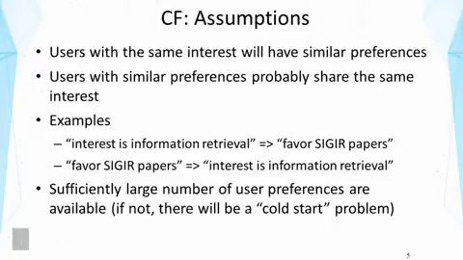So another assumption we have to make is that there are sufficiently large number of user preferences available to us. So for example, if you see a lot of ratings of users for movies, and those indicate their preferences on movies, and if you have a lot of such data, then collaborative filtering can be very effective. If not, there will be a problem, and that's often called a cold start problem. That means you don't have many preferences available. So the system could not fully take advantage of collaborative filtering yet.